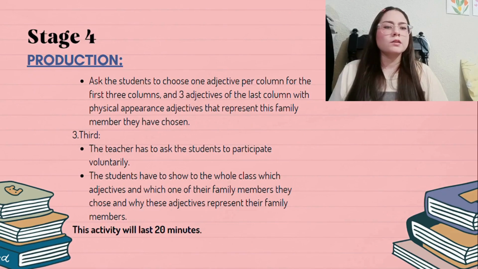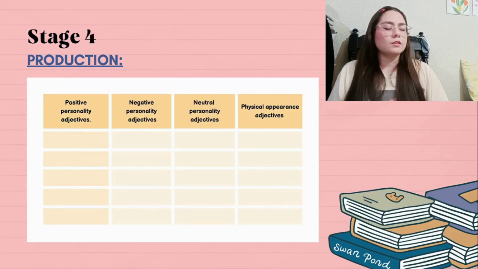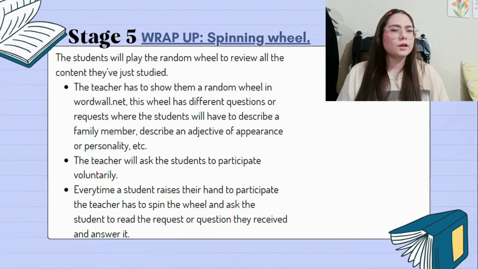And in the last part, the teacher has to ask the students to participate voluntarily, and the students have to show to the whole class which adjectives and which one of their family members they chose and why these adjectives represent their family members. This activity will last 20 minutes. And this is the sample of the chart that the teacher is going to fill in with the help of the students.